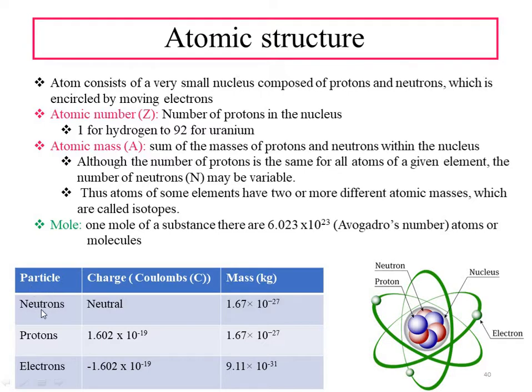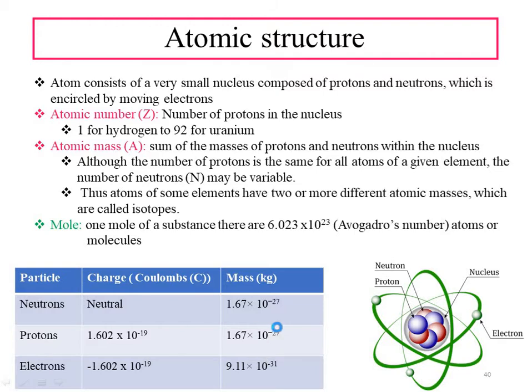Now the particles: the neutron's charge is neutral. The proton's charge is plus 1.6 times 10 raised to minus 19. The electron's is minus 1.6 times 10 raised to minus 19. Here you can see the mass also. The mass of neutrons and protons is almost the same, whereas the mass of the electron is very small in comparison to neutrons and protons.